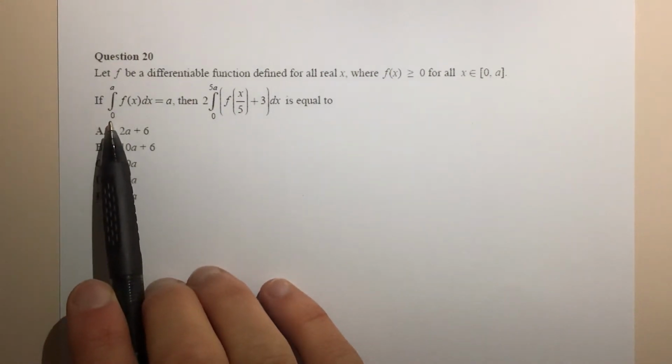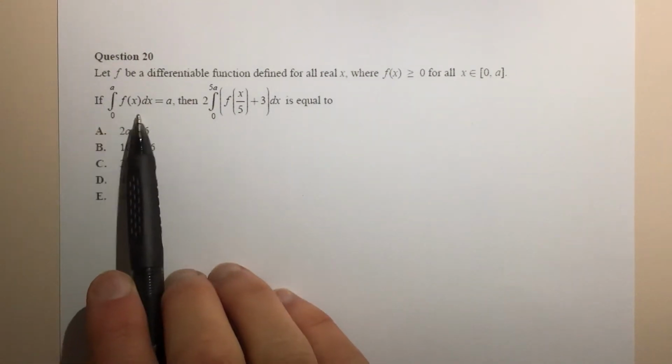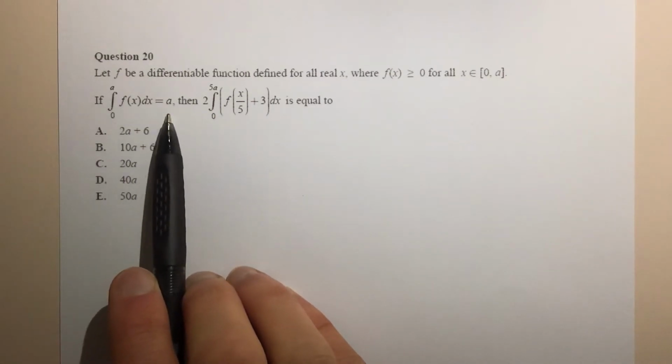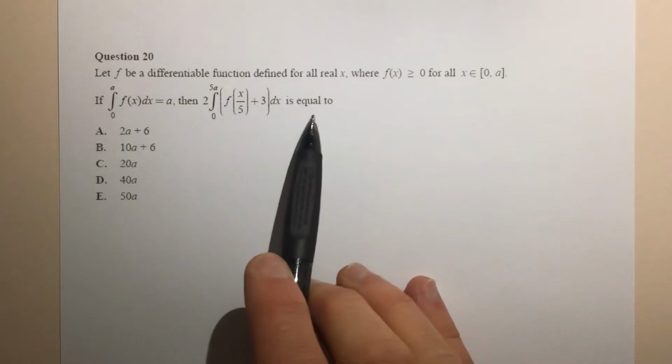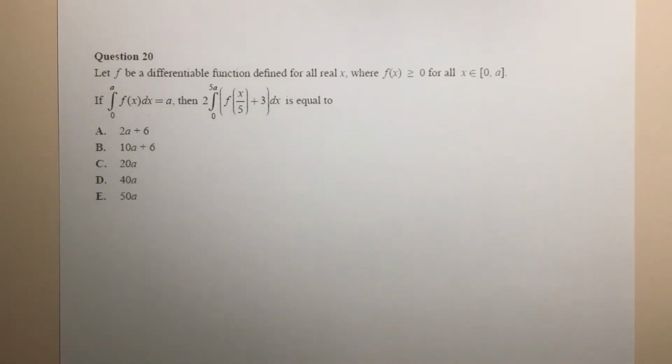If the integral from 0 to a of f of x with respect to x is equal to a, then this messy looking integral is equal to, and we've got to pick the right option. Okay, so this is the classic, let's start by maybe just drawing a picture and seeing if we can break down what's going on.